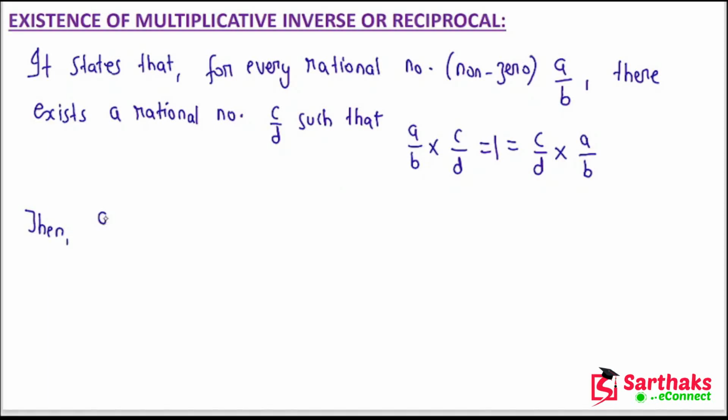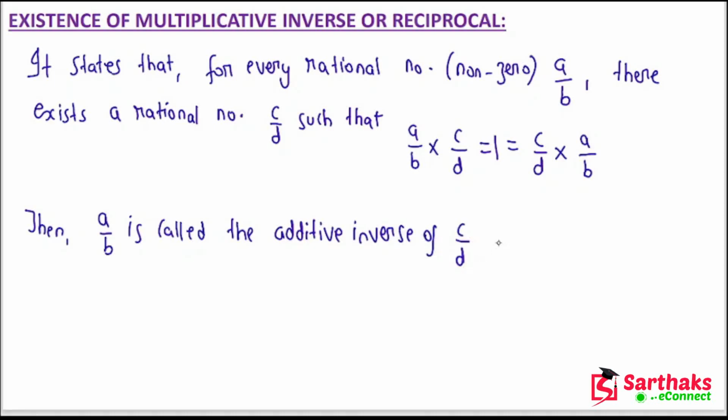Then A upon B is called the multiplicative inverse of C upon D, that is, A upon B is the reciprocal of C upon D, that is, C upon D whole inverse.